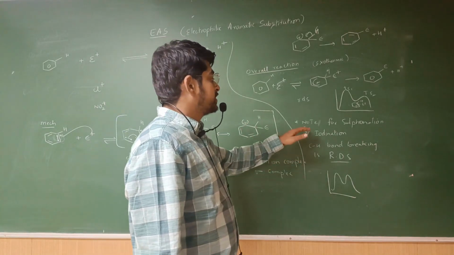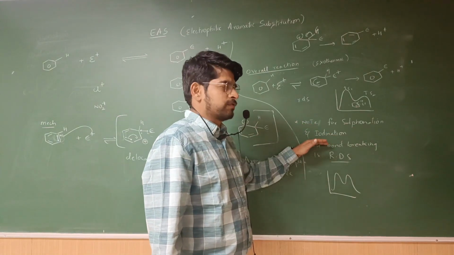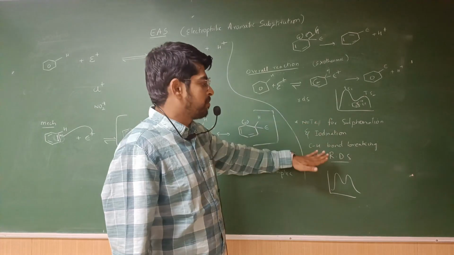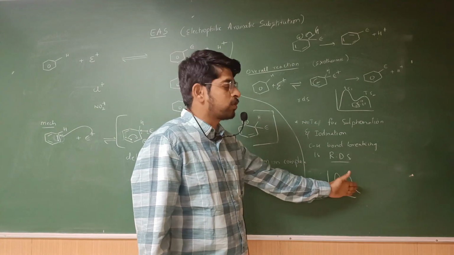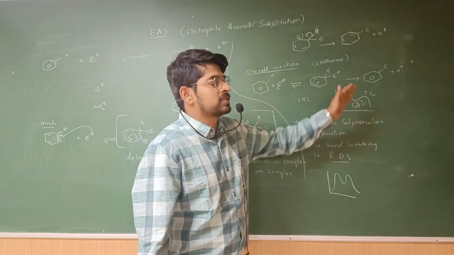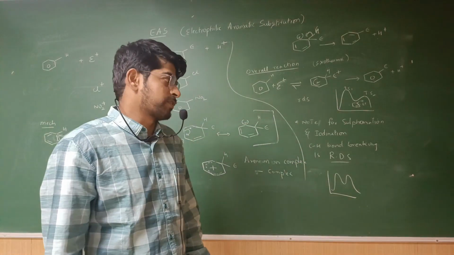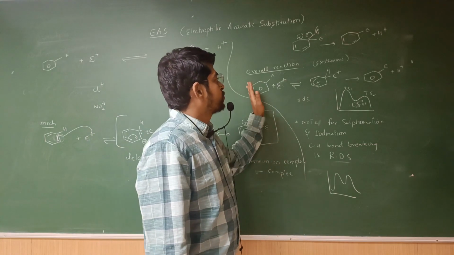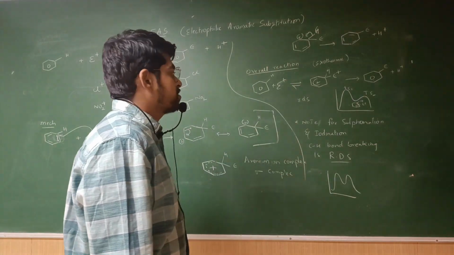But keep a note, this is different for sulfonation and iodination. For all reactions, this is the profile. But for sulfonation and iodination, the graph somewhat looks like this. Both are equal. So the first step is not the RDS, but the second step becomes the RDS for sulfonation and iodination. So this is the overall EAS reaction.